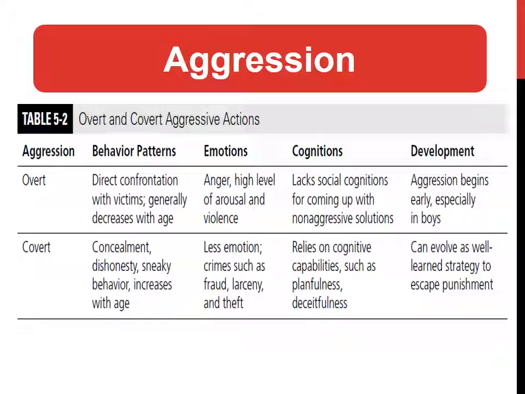Another way to look at aggressive behaviors is to classify them as either being overt or covert in nature. One easy way to distinguish between the two types of aggression, overt and covert, is to understand that overt aggression usually involves direct confrontation or administration of physical harm. This kind of aggression usually decreases with age, as does most other violent behaviors. The emotions involved in such actions are usually very intense. They also involve high levels of arousal and anger.